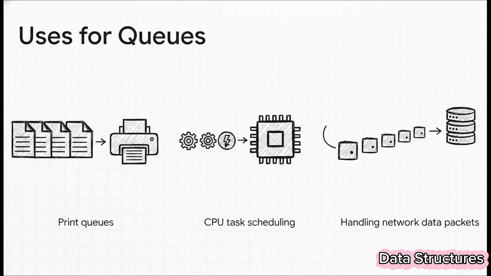Queues are really the silent heroes of orderly processing in our digital lives. When you send 5 documents to the printer, they don't just print in a random order. They form a queue and print one after another. Your computer's processor is juggling dozens of tasks at once by lining them up in a queue. It's all about first come, first served.